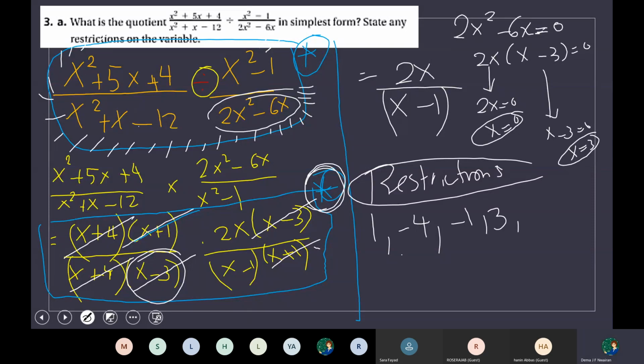Is 0 written? No, I will add it. Is 3 written? Yes, Sarah told me about 3. So the restriction is x cannot be 1, cannot be negative 4, cannot be negative 1, cannot be 3, and cannot be 0.